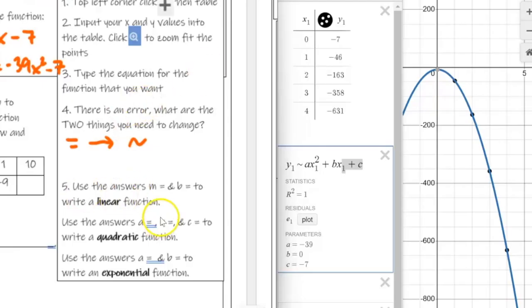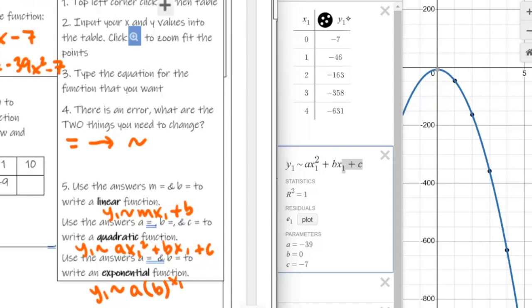So if it's a linear function, you're doing y1 or y2 or y3 or whatever the table says, squiggly line, mx1 or x2 or x3 or whatever the table says, plus b. If it's quadratic, you're using y1 or y2, y3, y4, whatever it says, squiggly line, ax1 squared plus bx1 plus c. And if it's exponential, you're saying y1 or y2, y3, or y4, squiggly line, a times parentheses b to the power of x1. The 2 things you need to change are the equal sign to squiggly line, and then x and y to x1 and y1.